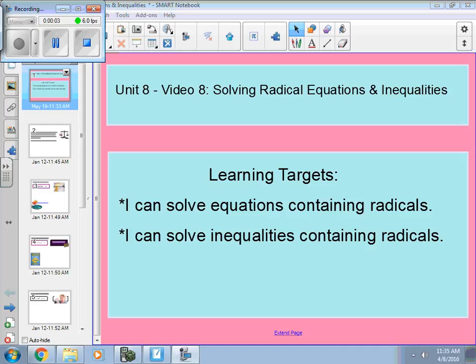Today we're going to look at solving radical equations and inequalities. So we want you to be able to do both here.